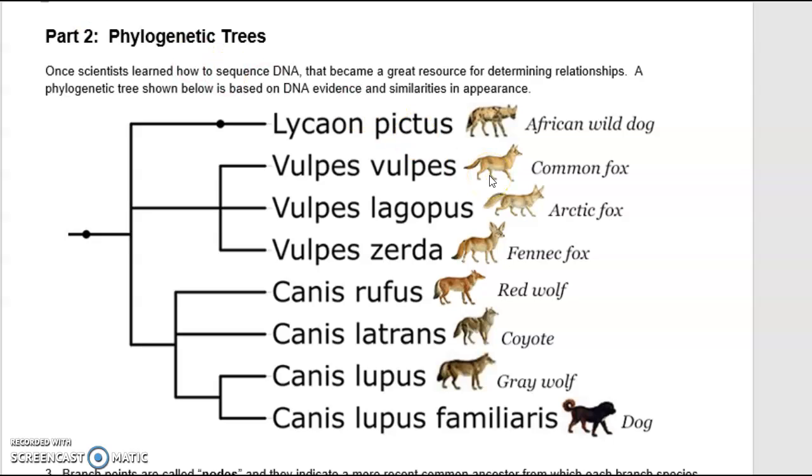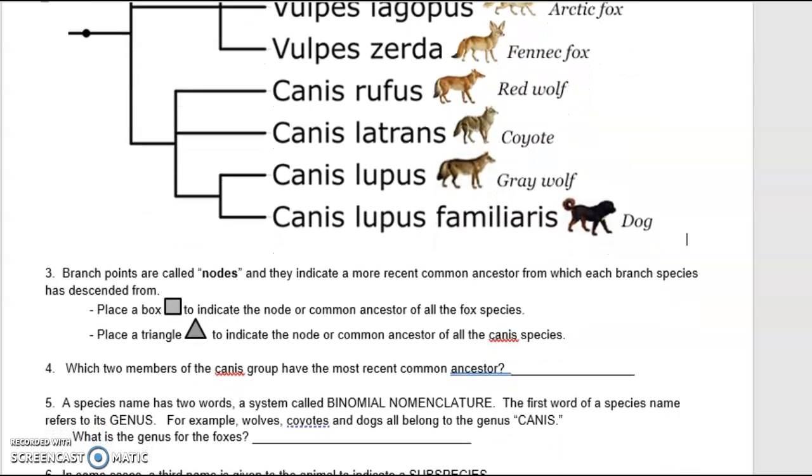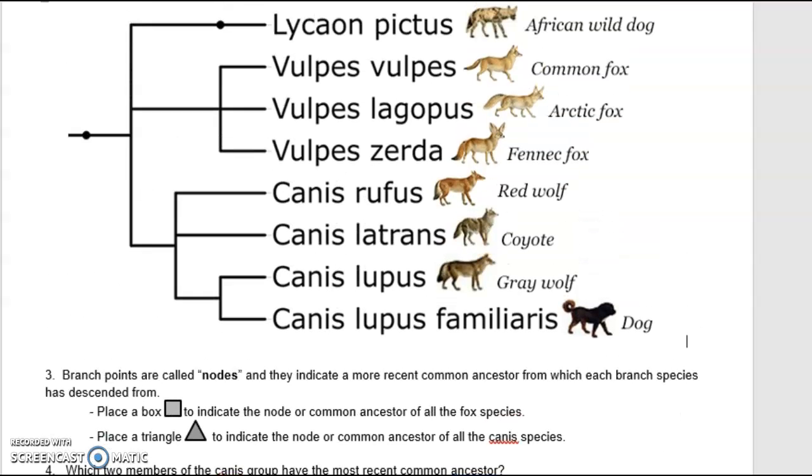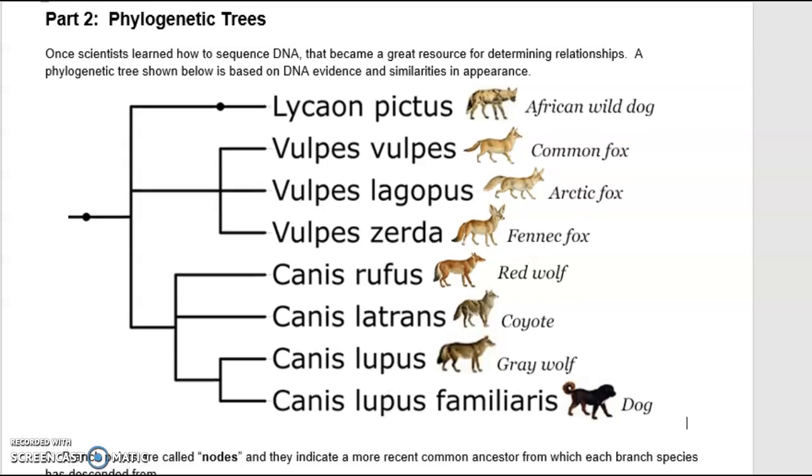So when you're working on this investigation, when you get to number 3, it asks you to place a box over the node for the fox species and a triangle over the node for the Canis species. Here's a tech tip on how to do that.